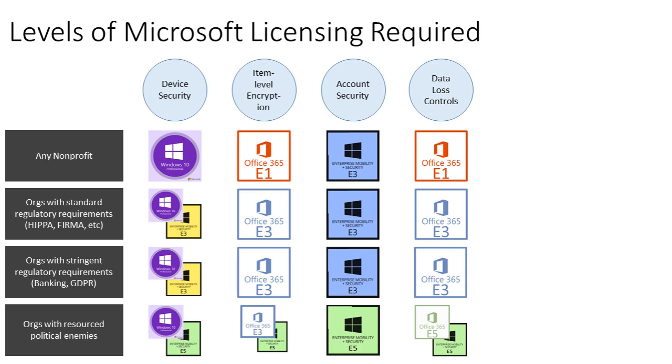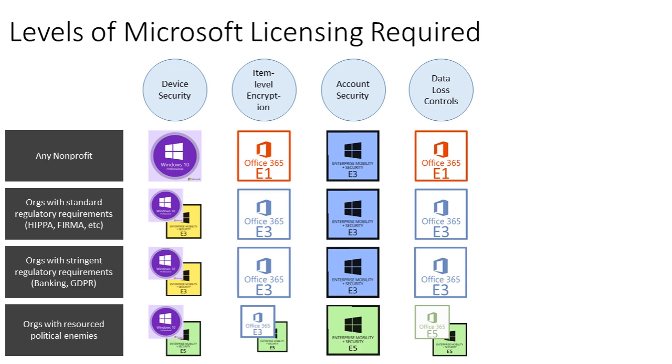For account security, we are recommending that all nonprofits, because you get the first 50 for free, you might as well install the Enterprise Mobility and Security E3 license for at least those people within your organization that deal with some sensitive information, right? Your finance department, maybe your executive director, maybe your human relations people. You would probably want to have the Enterprise Mobility and Security E3 license.